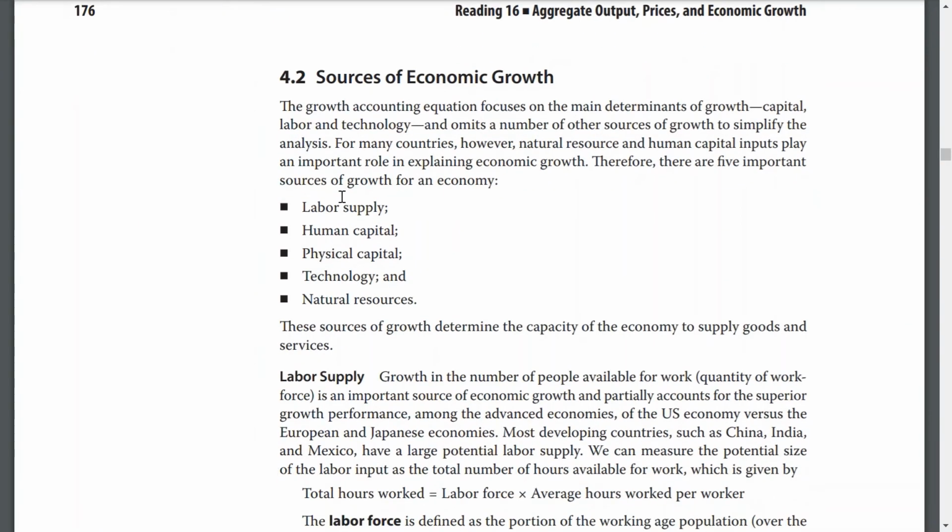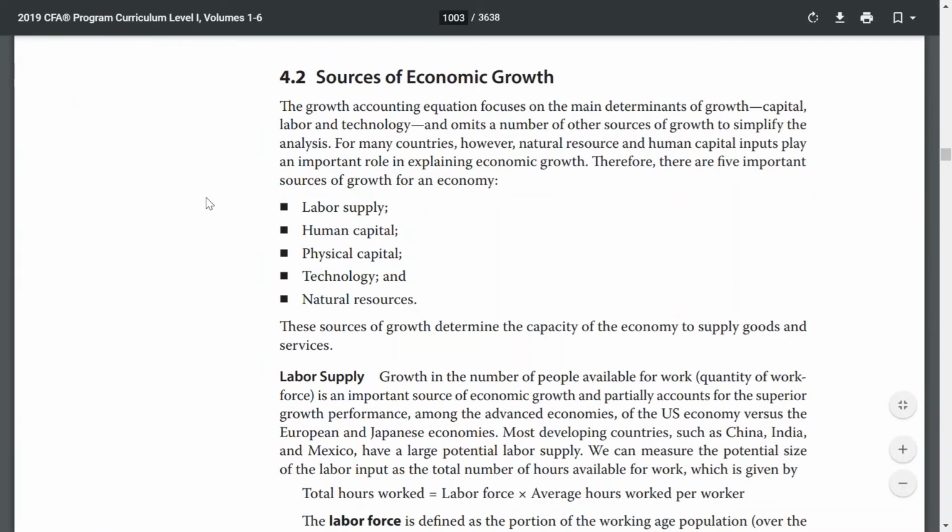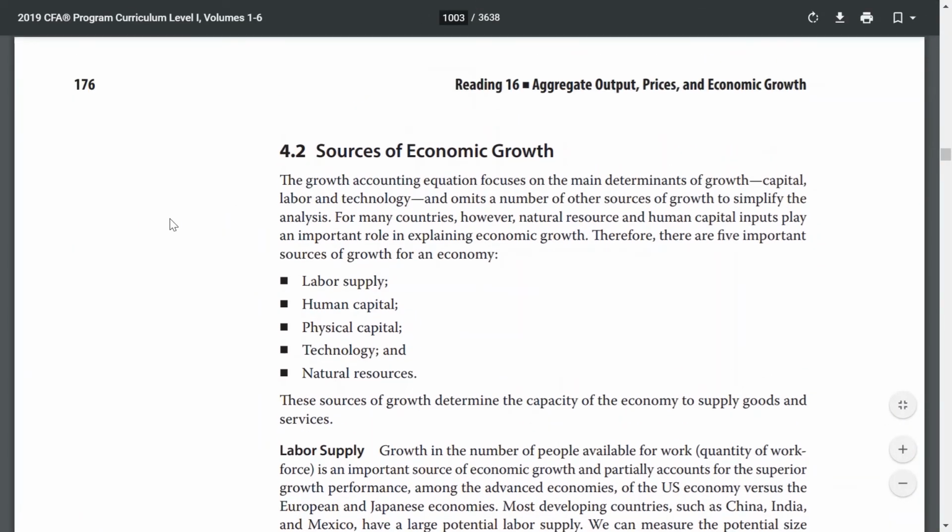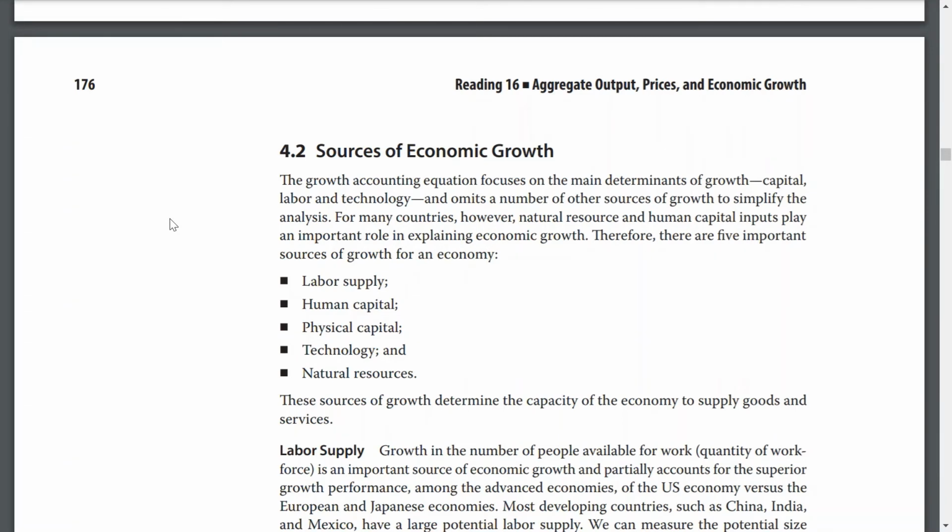4.2 Sources of economic growth. The growth accounting equation focuses on the main determinants of growth: capital, labor, and technology, and omits a number of other sources of growth to simplify the analysis. For many countries, however, natural resources and human capital inputs play an important role in explaining economic growth. Therefore, there are five important sources of growth for an economy: labor supply, human capital, physical capital, technology, and natural resources.